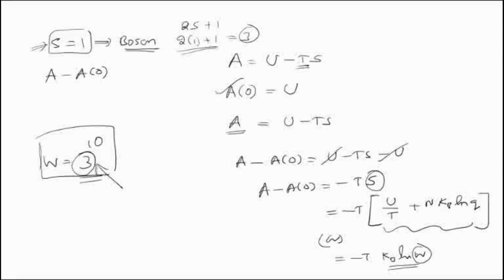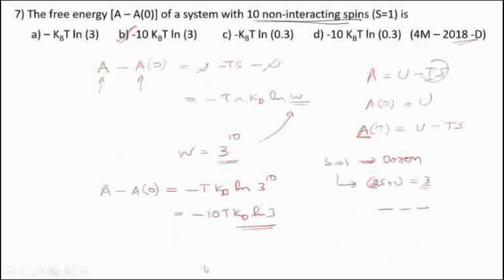Now substitute this value here, W. Therefore you'll get A minus A naught as minus T into Kb ln 3 power 10. Bring 10 in front. So minus 10 T Kb ln 3. This is the answer. Okay. So now I'll check the options. So the correct option is minus 10 T Kb ln 3. So if we check the options, yes, option B has minus 10 kBT ln 3. So the correct option is B.